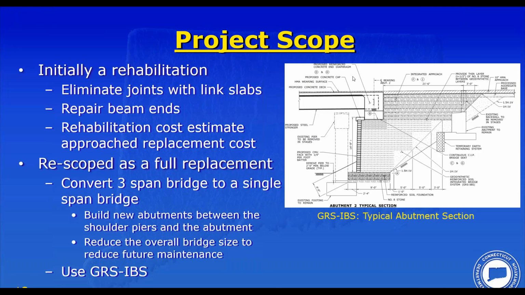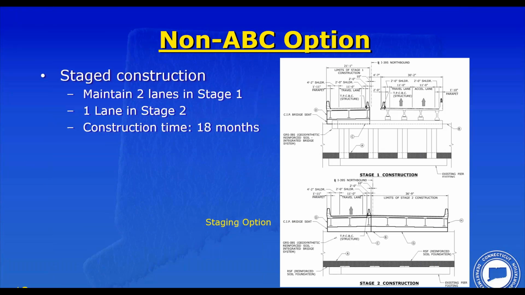So it's somewhat of an experimental project, one of the first GRS IBS bridges built in Connecticut. There are more being built or have been built and more planned, but just a little primer there on GRS IBS. I'll get off my sales pitch here, but it's just another form of ABC that we decided to incorporate in the project in the design, regardless of whether or not we used ABC.